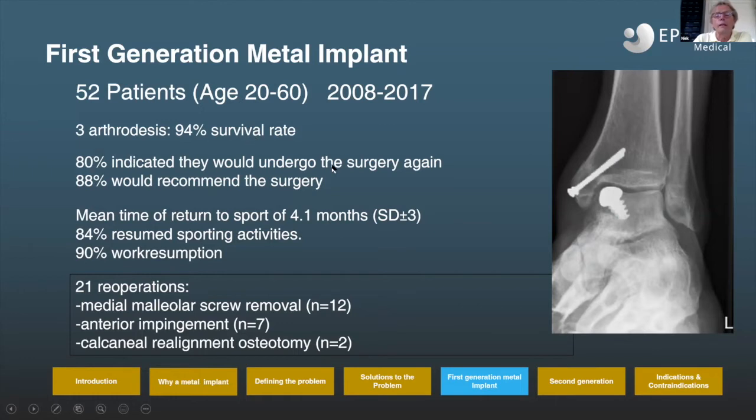80% indicated they would undergo the surgery again. 88% recommended the surgery. Here you see the mean time of return to sports, 4 months. 90% work resumption, but 21 reoperations in those 50 plus patients. Medial screw removal, anterior impingement, realignment to salvage this prosthesis.